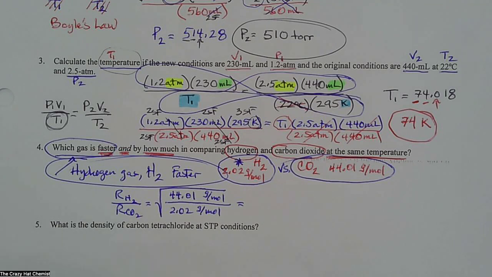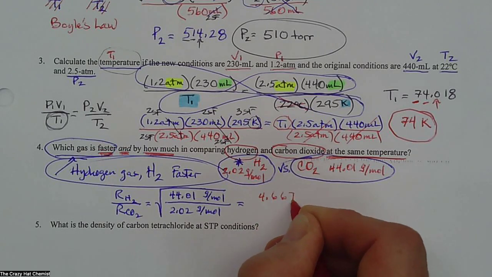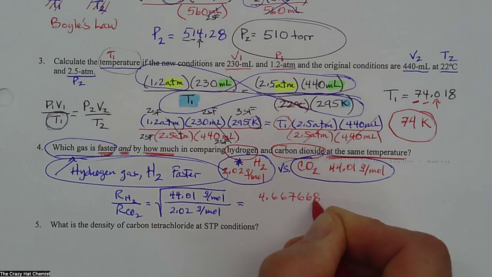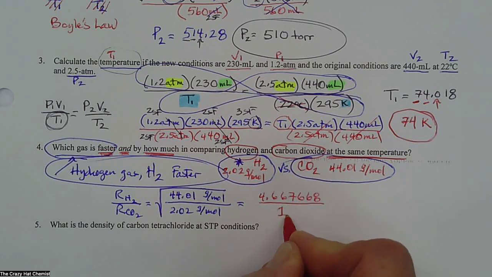So this is really 44.01 divided by 2.02, and then we're going to take the square root of that. And you're going to get the number 4.667668 over... Now, there is no other number in your calculator, but what is the denominator of this number? It's a 1. All right, looking good so far.